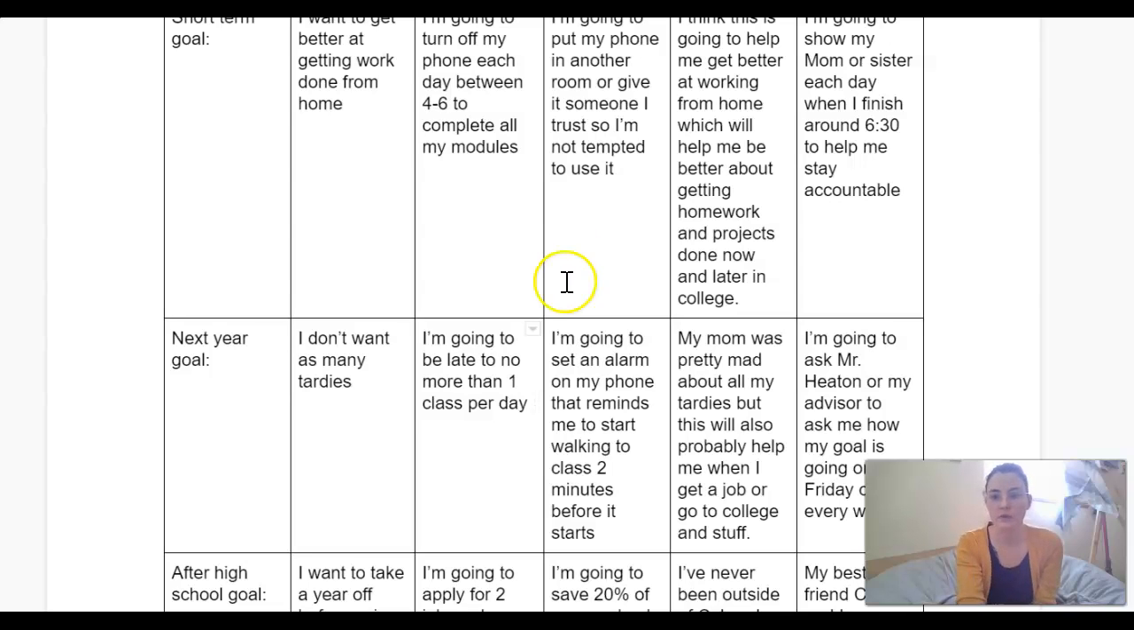Now, what is going to make it attainable for me? What are my resources that I could use to implement that? So I'm going to set my alarm on my phone that reminds me to start walking to class like 2 minutes before it starts. Okay.